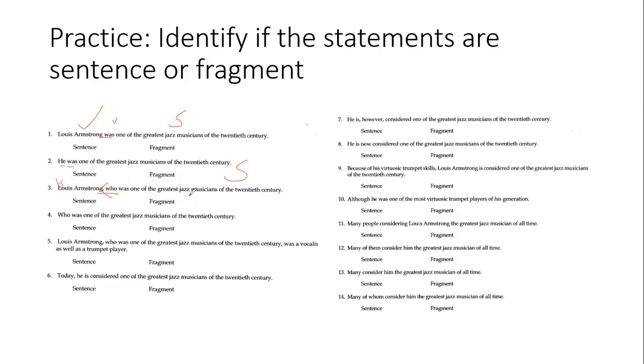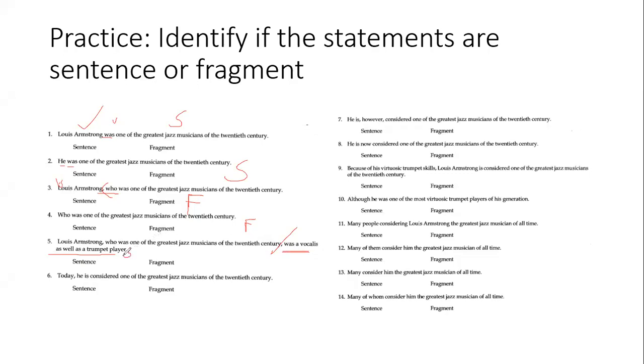All right. So this is your fragment. Correct so far? Okay. Who was one of the greatest? Again, it's a fragment without any complete thought. Number 5, who was one of the greatest jazz musicians of the 20th century, was a vocalist. What is this actually? Now, this is completing the entire thought. We are adding information. So when you know that it actually has to end over here, in that case, it becomes a fragment. But this is a sentence because we are giving full information.